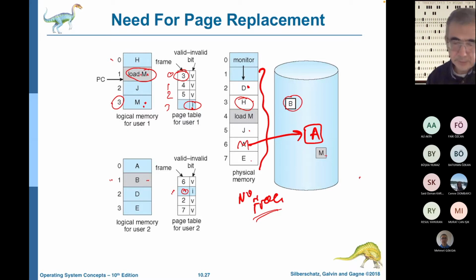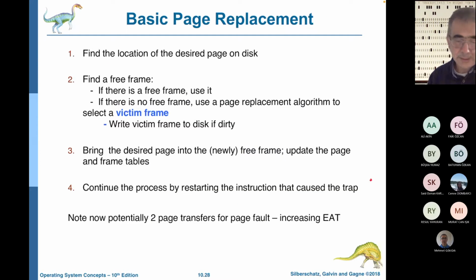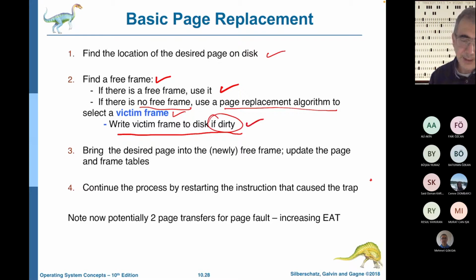That's an algorithm. The basic algorithm says: find the location of the desired page on disk, find a free frame. If there is a free frame, use it. If there is no free frame, use a page replacement algorithm to find the victim frame. Write the victim frame to disk if it is dirty. If it is not dirty, just discard it, and think of it as empty. Then bring the desired page into the new frame, update the page table, and continue the process.